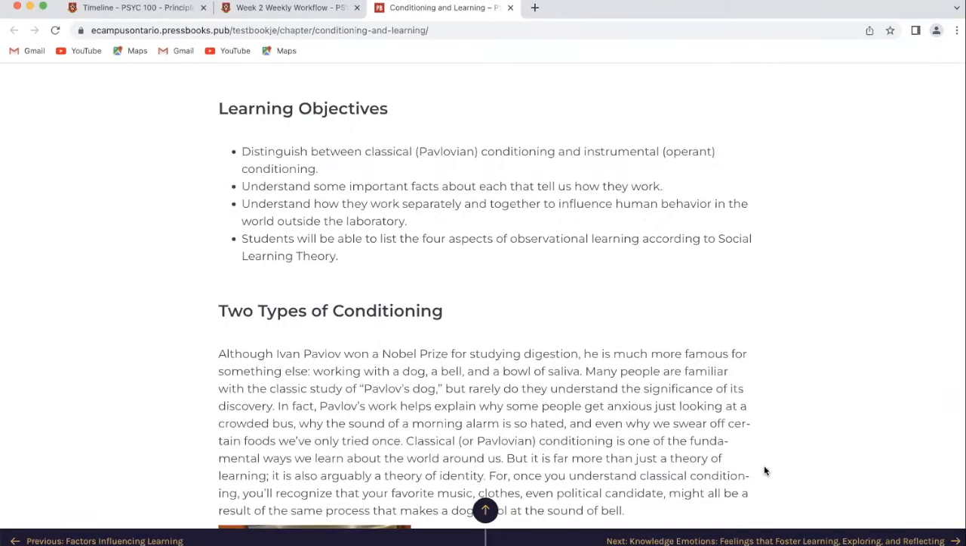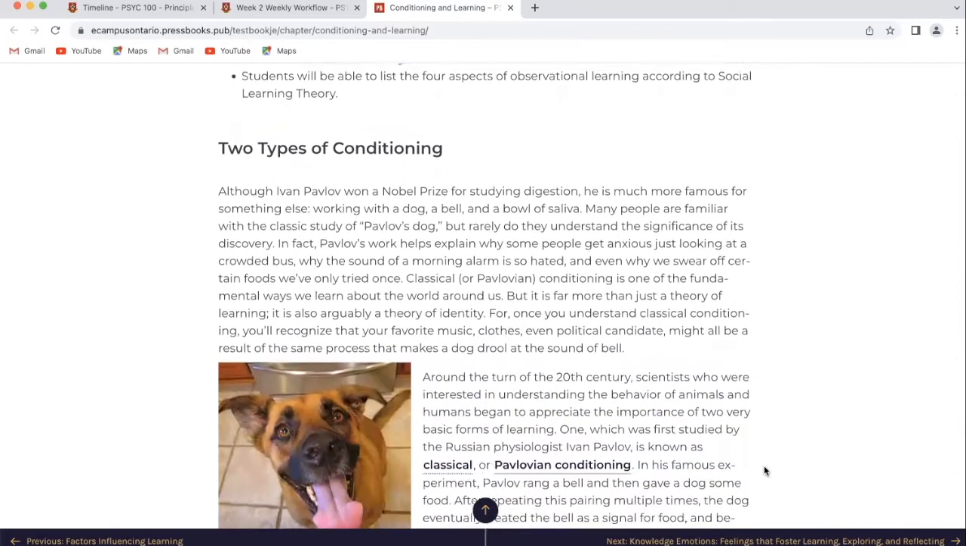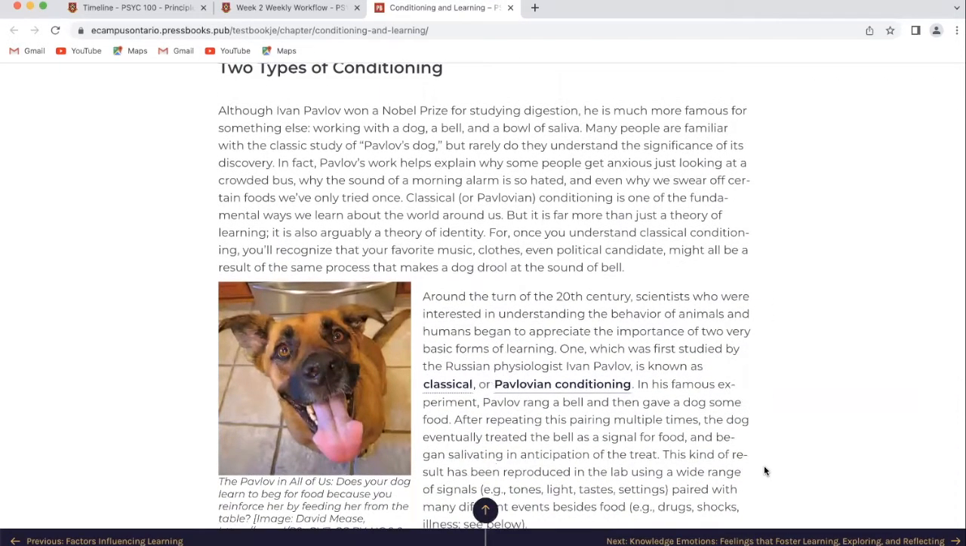Here we go. 2 types of conditioning. Although Ivan Pavlov won a Nobel Prize for studying digestion, he is much more famous for something else: working with a dog, a bell, and a bowl of saliva. Many people are familiar with the classic study of Pavlov's dog, but rarely do they understand the significance of its discovery. In fact, Pavlov's work helps explain why some people get anxious just looking at a bus, why the sound of a morning alarm is so hated, and even why we swear off certain foods we've only tried once.